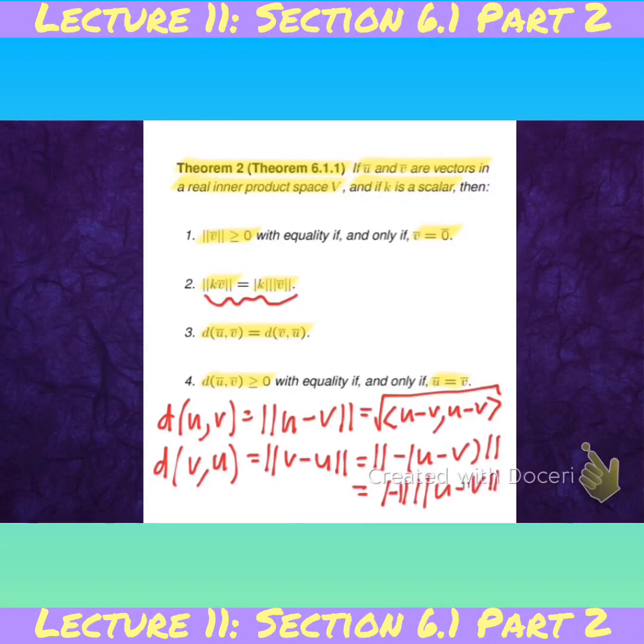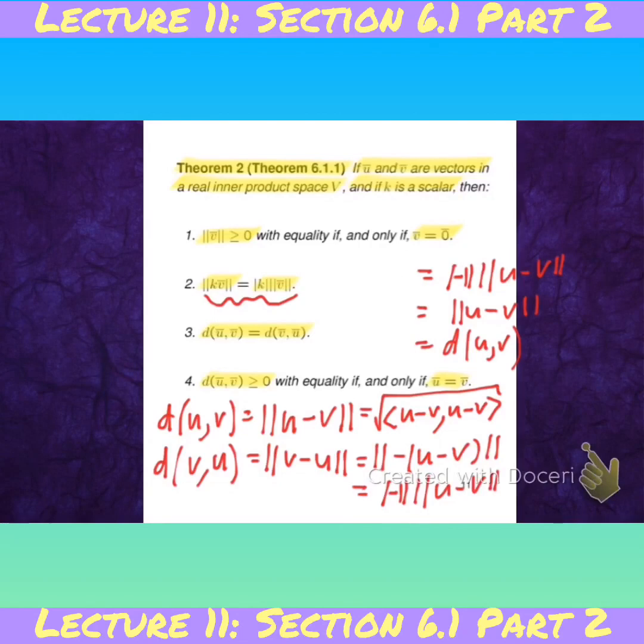And the absolute value of that term becomes that there. Okay, and that is the distance between u and v. So the distance between u and v is the same as the distance between v and u. And then the last one is that the distance between u and v always has to be positive.